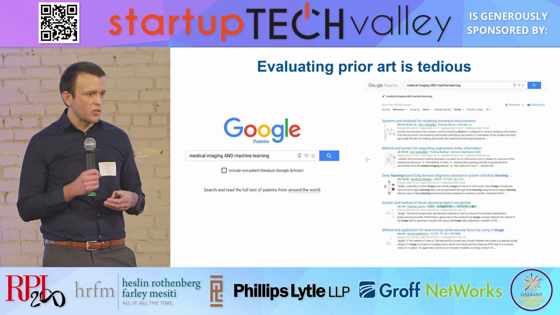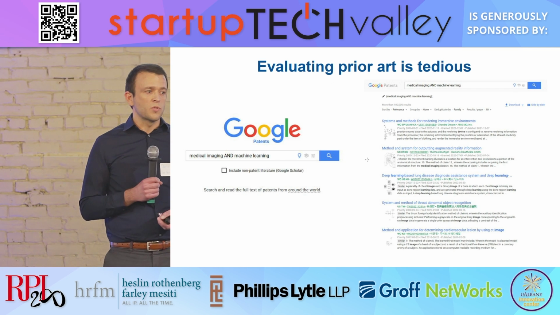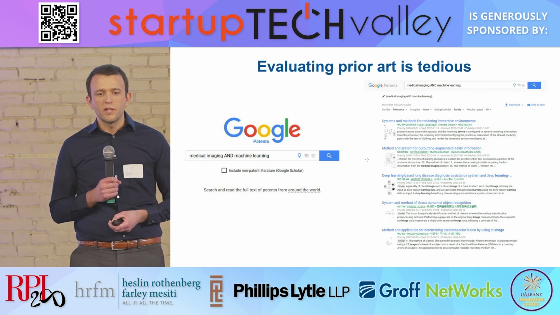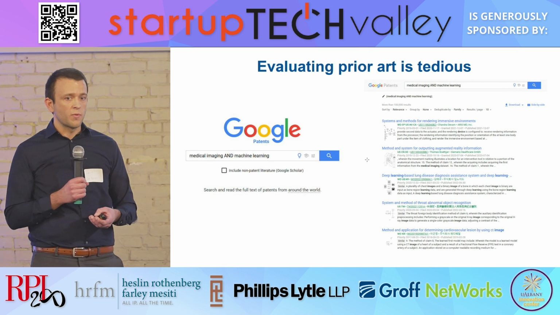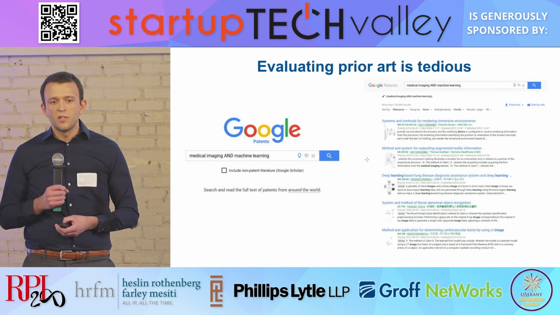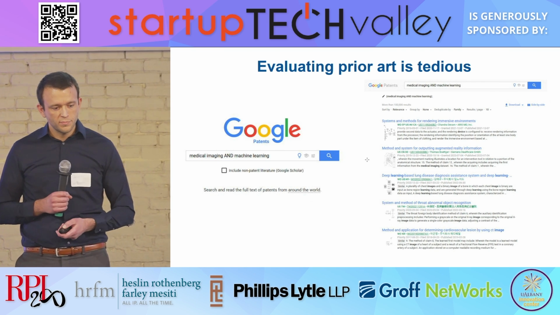But what's going on under the hood? How are these results determined? And is there any connection between the results as they're shown on the search engine itself? And so what we're trying to do is expose some of that information to the user to enable them to better understand the patent space.